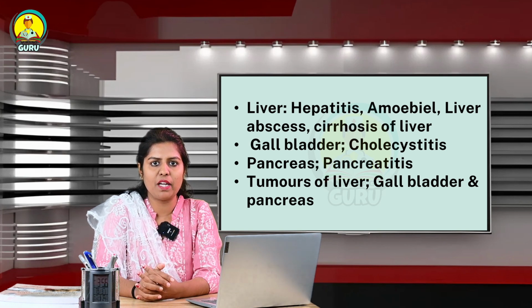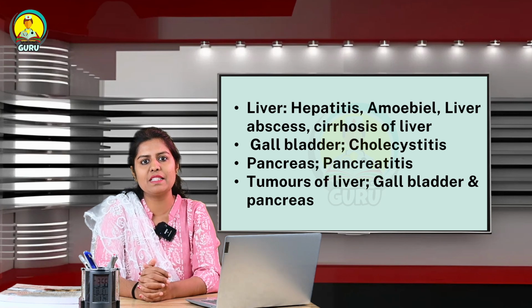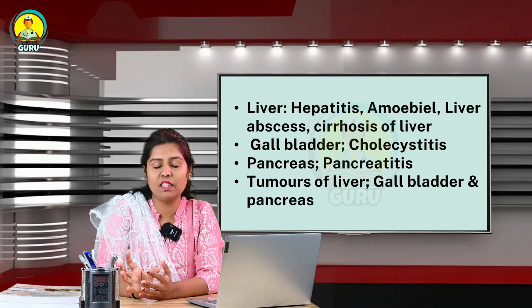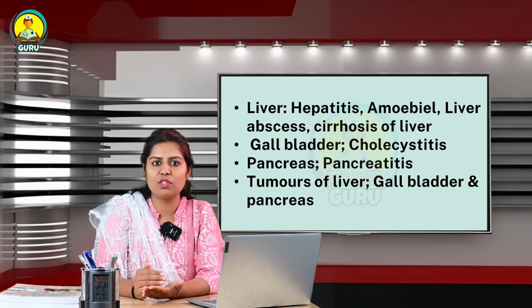Then next, gallbladder. Here cholecystitis, then in pancreas we will see pancreatitis, then tumors of liver, gallbladder and pancreas. Under this we have pancreatitis, which is an important question. In this unit all the systems are included, so the questions will be more from this unit.